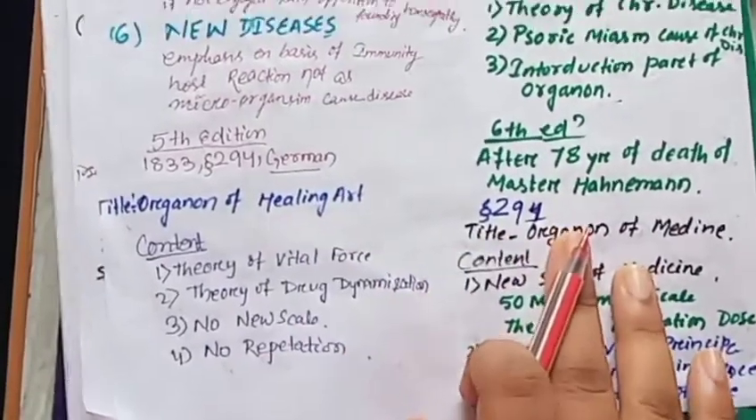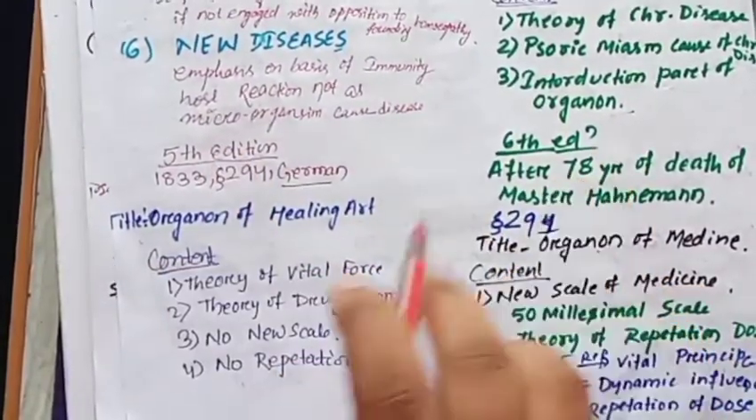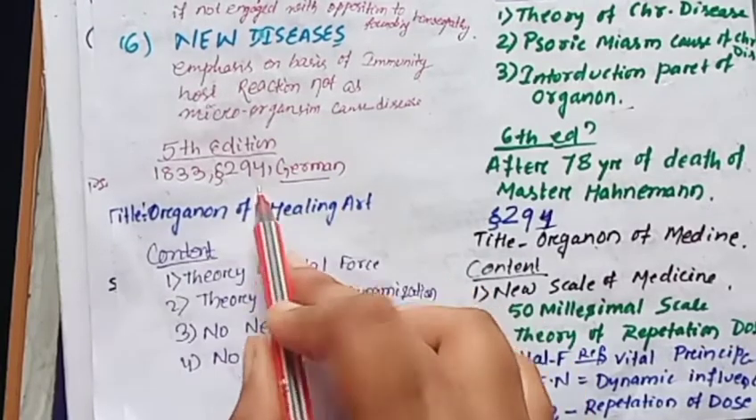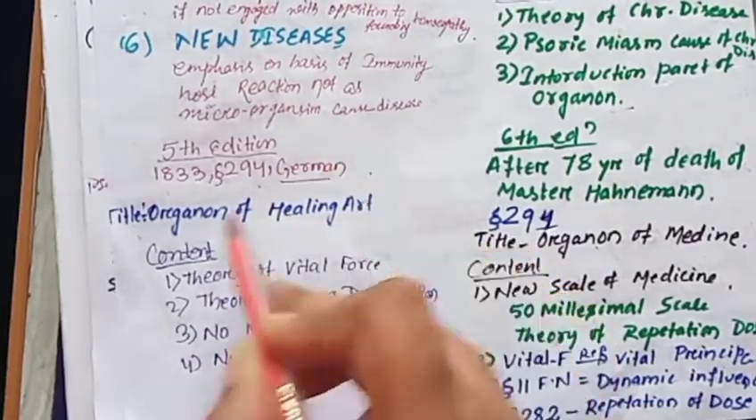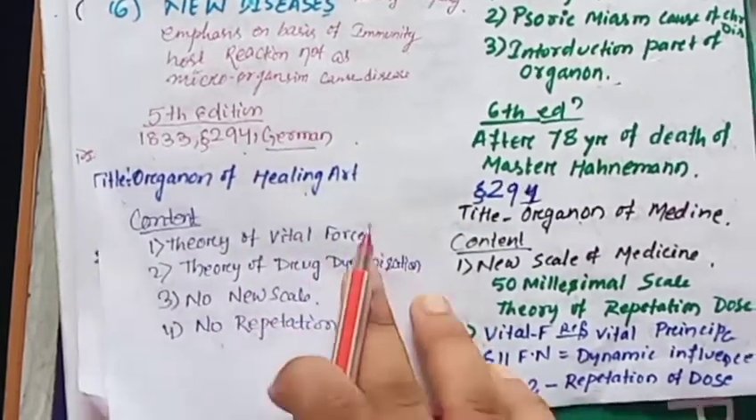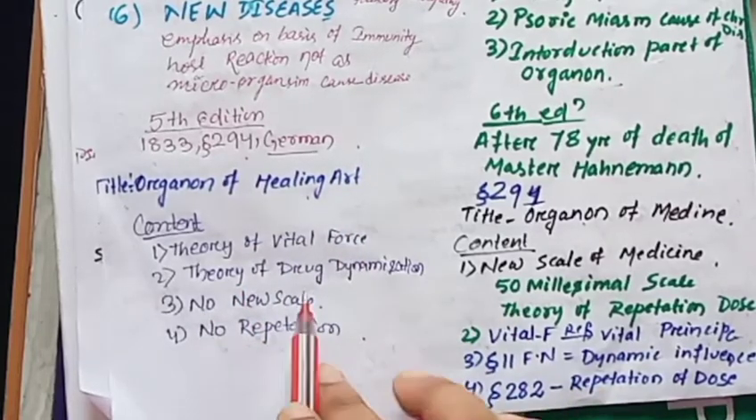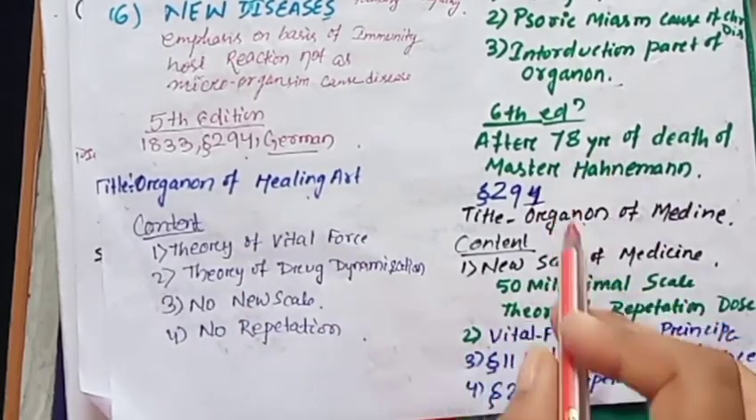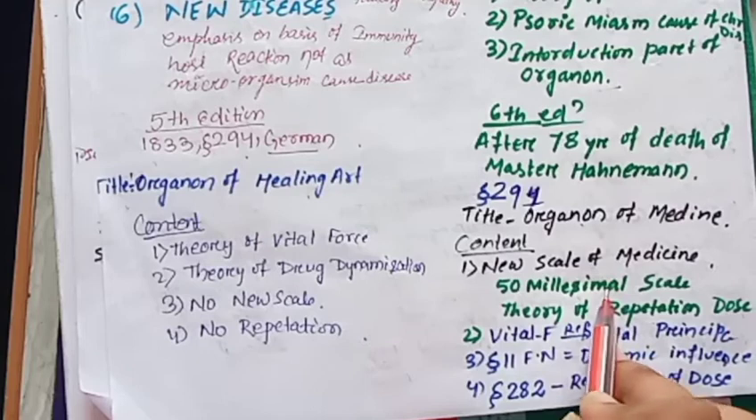Another common question asked is the difference between the 5th edition and the 6th edition. The 5th edition is 1833, having 294 aphorisms, in German language. The title is Organon of Healing Art. Content: theory of vital force, theory of drug dynamization. No 50 millesimal scale is published. Here in the 6th edition, the 50 millesimal scale is published.